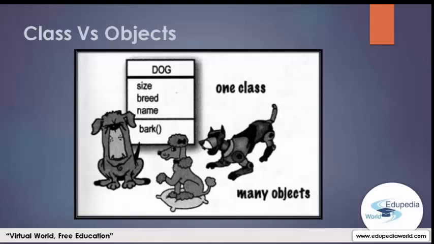For example, you might use the button class to make dozens of different buttons, and each button might have its own color, shape, size, label and so on. So what you need to know is a class is not an object, but it's used to construct them. As you see here, with one dog class you can create many different dog objects with different breeds, names and sizes.